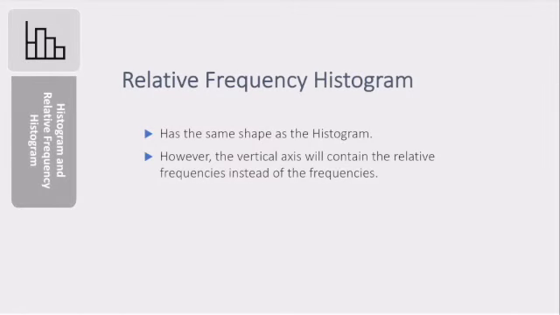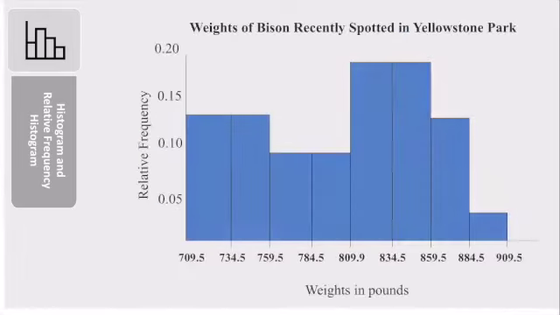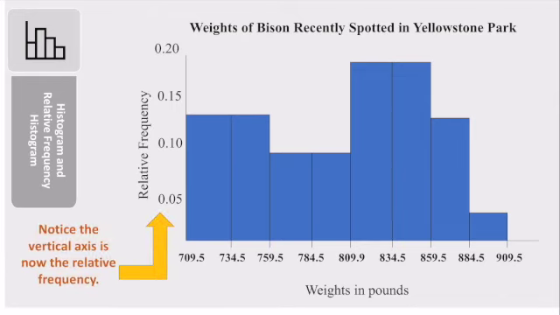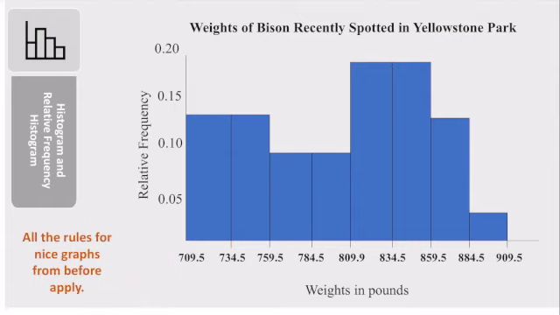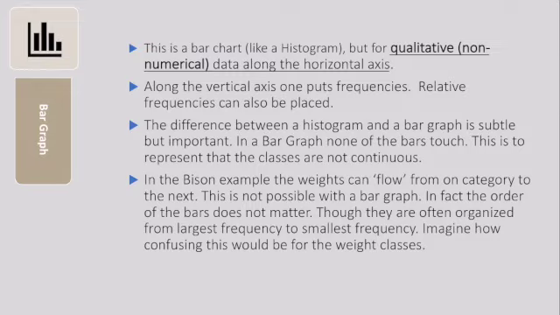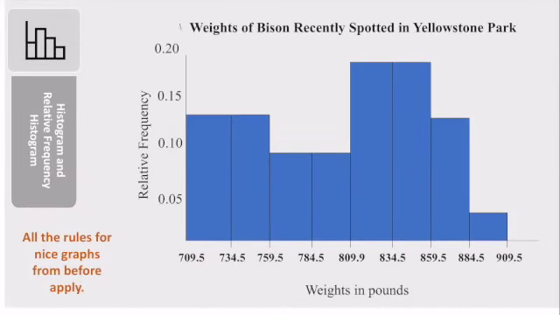A relative frequency histogram has the same shape as a histogram, except instead of our y-axis containing the frequencies, it's going to have the relative frequencies. So here we have that our y-axis is now our relative frequency, but the graph still looks the same. And we have to make sure that all the rules for good graphs still apply. We've got a good title. We've labeled our axes, and we can clearly tell all the information we need from this graph.